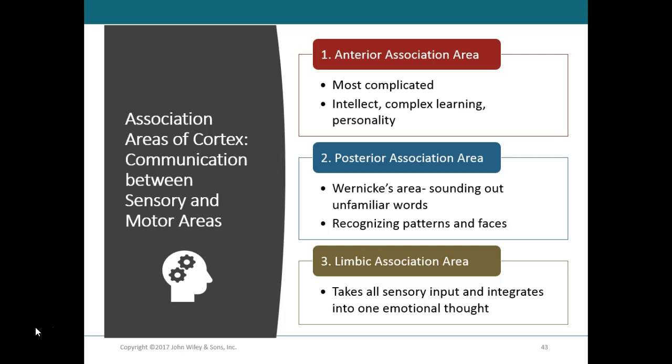So the anterior association area, sometimes called the prefrontal cortex, is a very, very complicated area that's concerned with the makeup of a person's personality, their intellect, complex learning abilities, being able to remember and recall information, your initiative, your judgment, reasoning, conscience, intuition, your mood, being able to plan for the future and to have goals, and the ability to develop very abstract ideas.